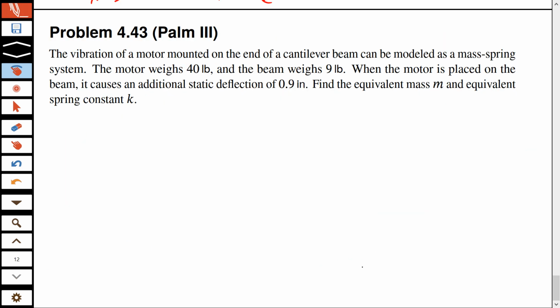Now this is the next problem, and read this carefully, and this should remind you of some other example. Okay, you have the vibration of a motor mounted on a beam. Remember, if I ignore this cantilever thing, and if I just replace this with fixed support, just to remind you that we have done something like that. It can be modeled by a mass spring system. The motor weighs, motor का weight given है, mass की जगह weight given है, beam का weight given है, ठीक है. And you can actually, if you want, you can convert them to masses. You simply divide it by g.